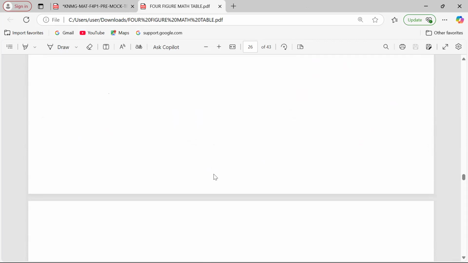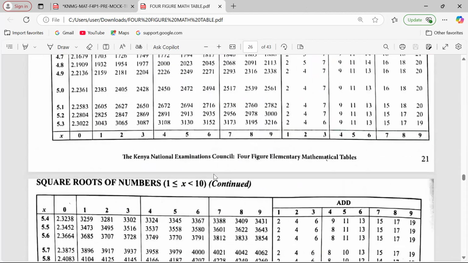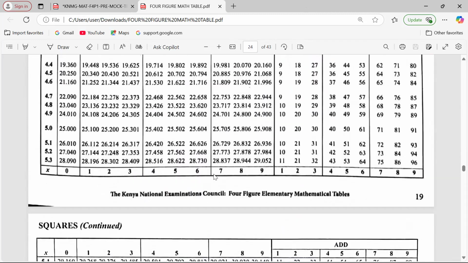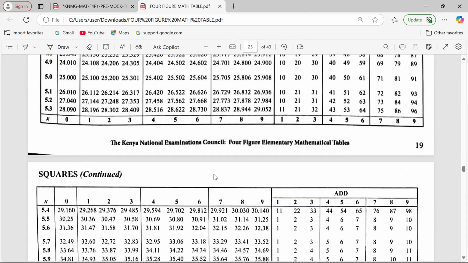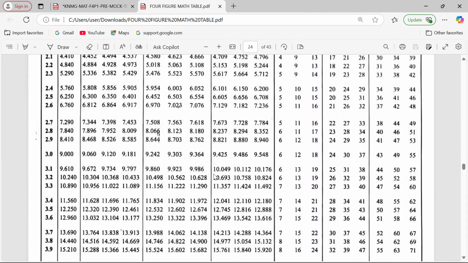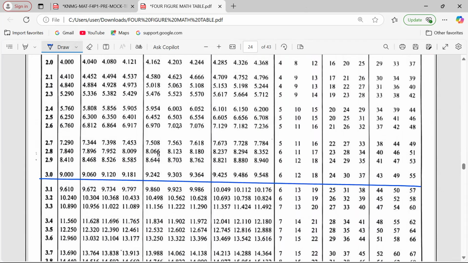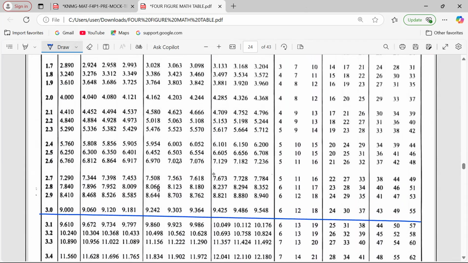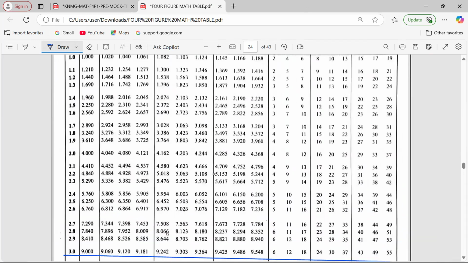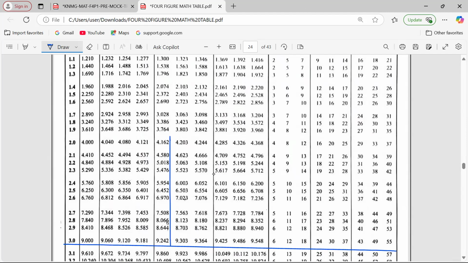Let's go there and squares. Square root, then squares. Which one comes first? Yeah, squares. So square of 3.045. 3.0, then 45. So 3.0 is here. We first identify the row. So this is the row we are dealing with, 3.0. Then 4, 5. So we go to the column that has 4. It's here. So that is the value we want.